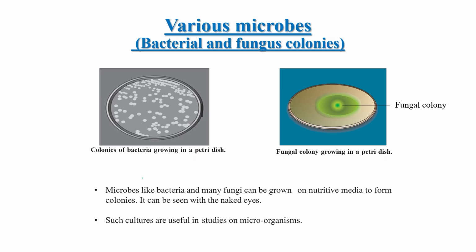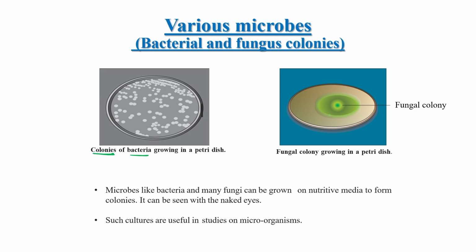Right, now let's understand bacterial and fungal colonies. As you can see, there are two petri plates. This petri plate has so many tiny circular structures. These are known as colonies of bacteria, or bacterial colony. This media contains, along with agar, some nutrient content, that is nitrogen, carbon, and other important sources which are required for their growth.